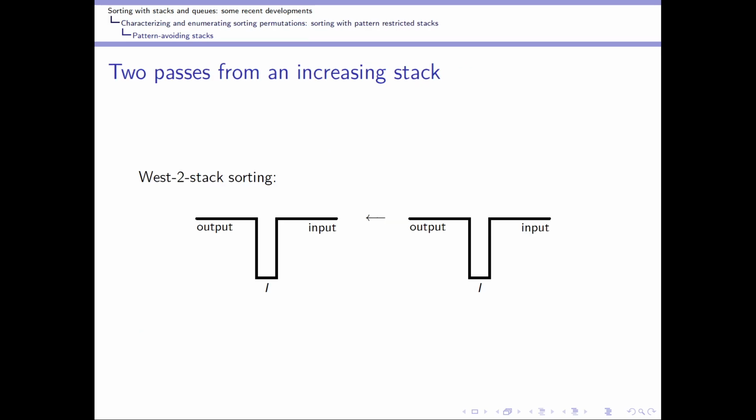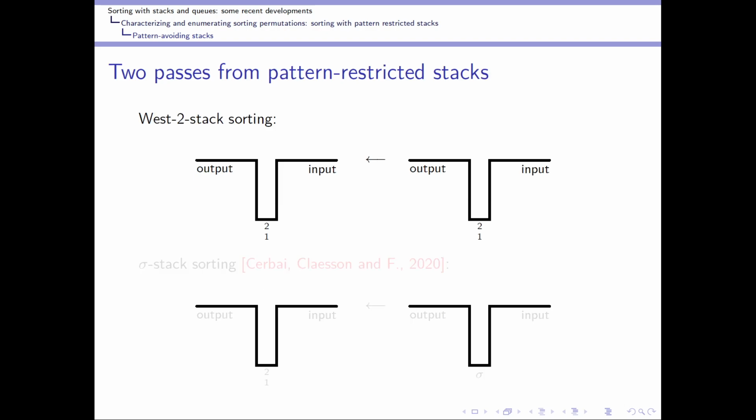Let's start by considering again the well-known West two-stack sorting algorithm. Again, this consists of two passes through a classical increasing stack. This is the meaning of this I at the bottom of each stack here. The fact that the stack is increasing can also be equivalently expressed by saying that its content has to avoid the pattern 2-1 from top to bottom.